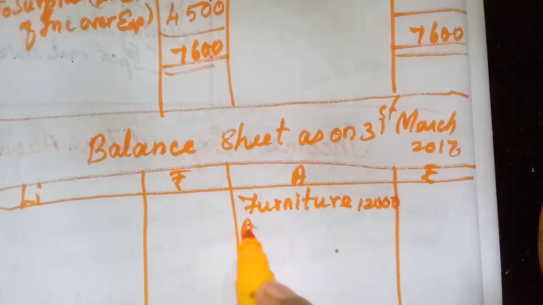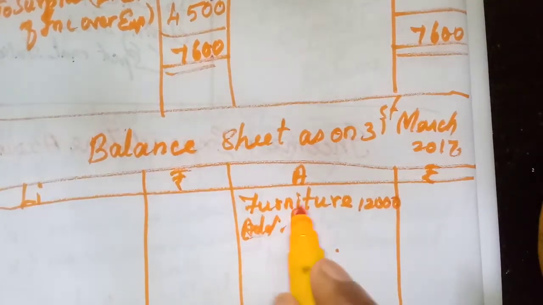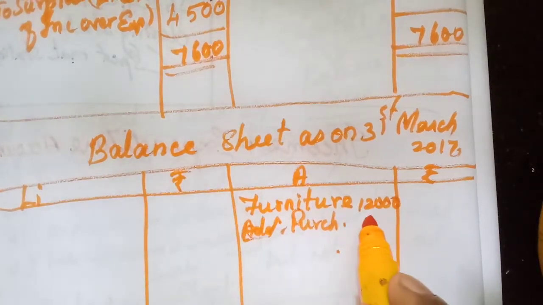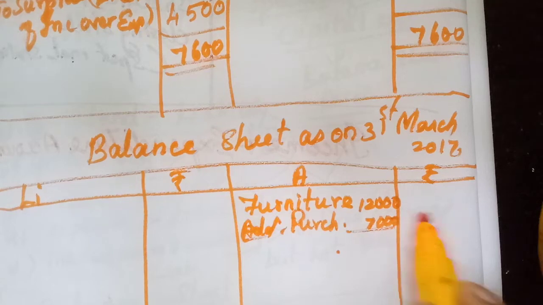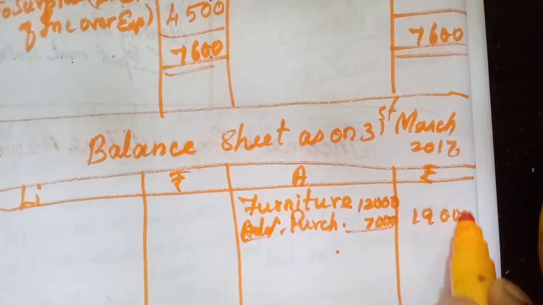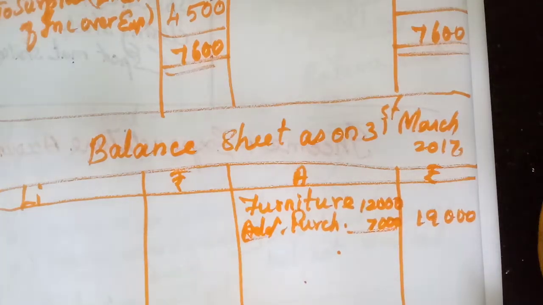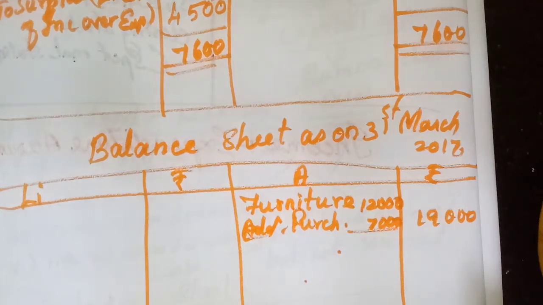12,000. Add purchases. How much they have purchased? 7,000. So totally how much they have now? 19,000. Then next to furniture, what: sports materials purchase return, special dinner expense return, electricity charges return. Now cash in hand, cash at bank. Before writing that, we need to see the adjustments. First additional information we completed.